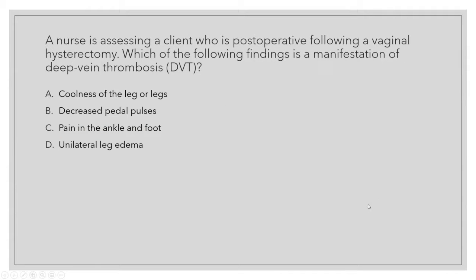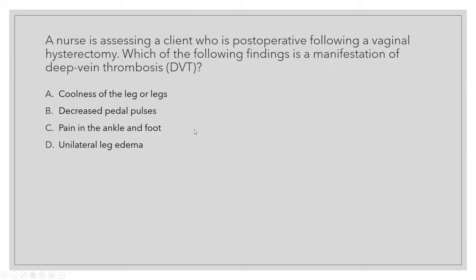Okay, this is a little bit of a review from the last chapter as well. A nurse is assessing a client who's post-op following a vaginal hysterectomy. Which of the following findings is a manifestation of deep vein thrombosis? Exactly. Would it be D? It's going to be D. Mm-hmm. Yep, it's going to be D.